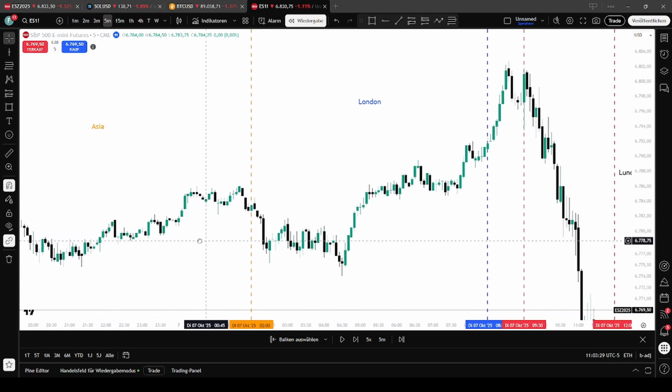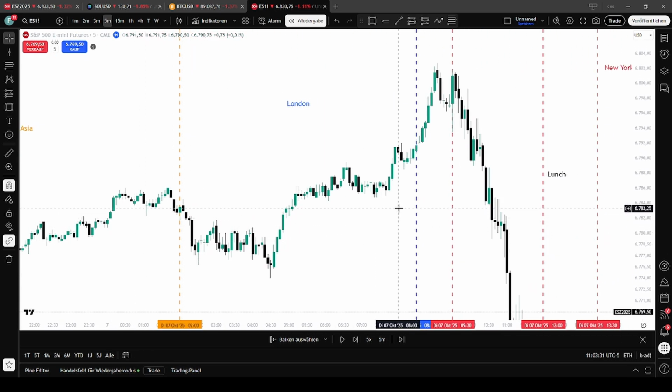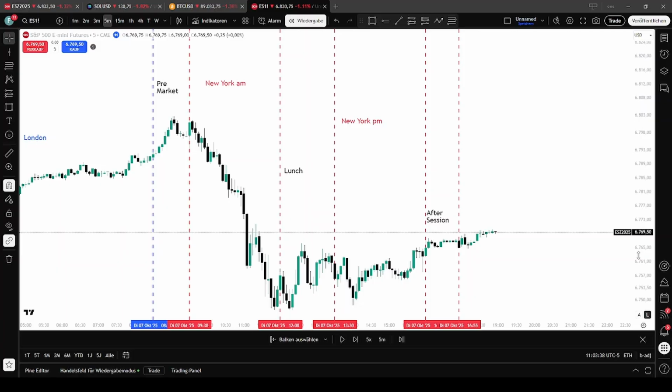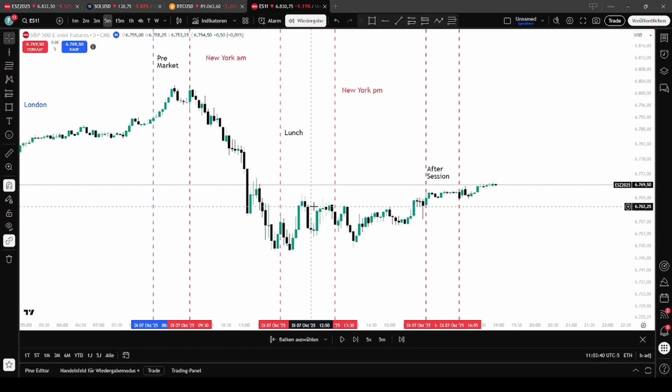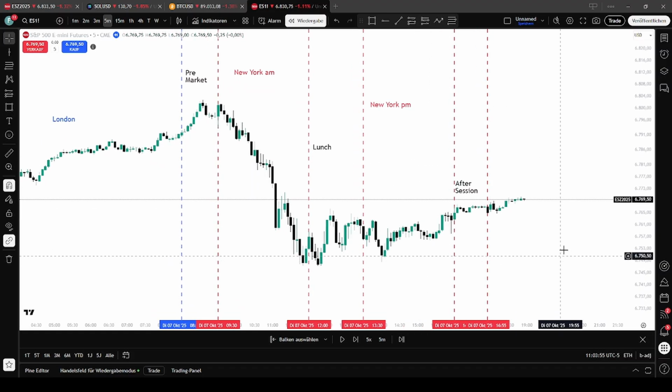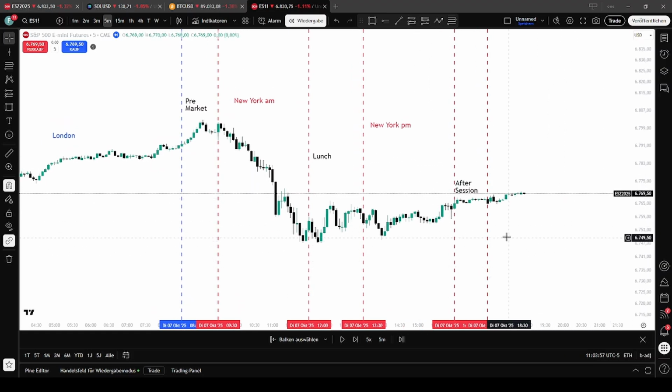Next comes London, which starts at 2 a.m. and lasts until 8:30 a.m. The session with the most liquidity is New York. Here you need to pay attention to the lunch break because liquidity drops during that time. The New York AM session runs from 8:30 to 12 p.m. and the New York PM session from 1:30 p.m. to 4 p.m. From 4 p.m. to 5 p.m. there is an after session which can also be traded. After 5 p.m. the market is completely closed until 6 p.m. when the Asian session starts again.